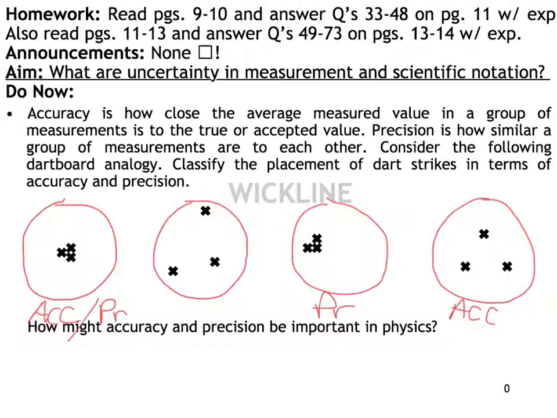Accuracy and precision are important in physics because they relate to the instruments that we use to measure any kind of data about an object, whether that's velocity or acceleration or mass or volume. We're going to have to use an instrument, and those instruments are going to have very different amounts of accuracy and precision. So we have to keep track of those things at all times, and in this lesson I'm going to teach you some of the ways that we keep track.